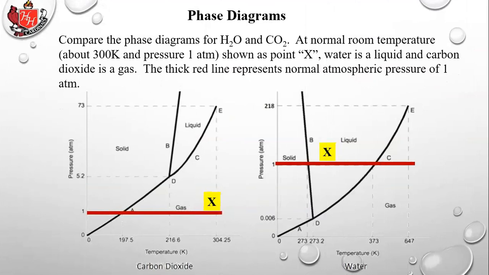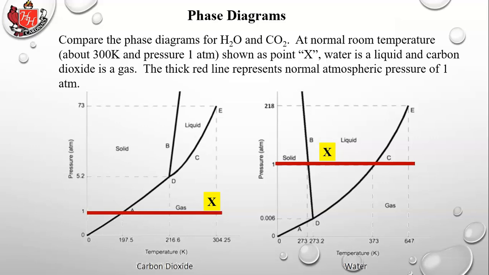So compare the phase diagrams of H2O, water, and carbon dioxide. Carbon dioxide is on the left, water, H2O, is on the right. At normal room temperature, that's about 300 degrees Kelvin and a pressure of 1 atmosphere, and that's shown at point X on each of those two phase diagrams. So water is a liquid and carbon dioxide is a gas.